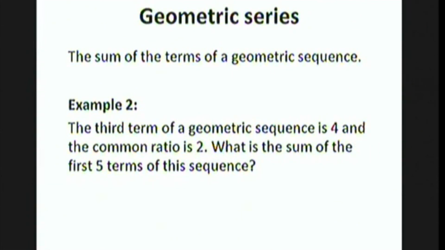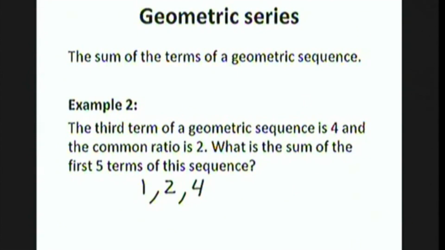Let's look at an example. The third term of a geometric sequence is 4, and the common ratio is 2. What is the sum of the first 5 terms of this sequence? Okay, so if the third term is 4 and the common ratio is 2, then the second term we get by dividing 4 by 2 to get 2. And 2 divided by 2 is 1.